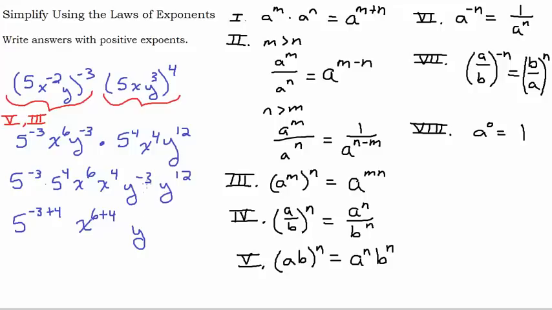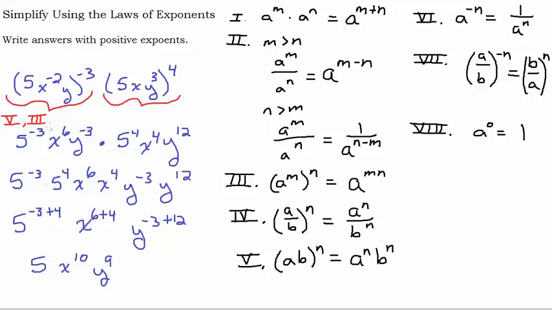Now, you could use rule number 6 and do the reciprocal of this y to the negative 3rd. Same thing with the 5 to the negative 3rd. But if I can avoid that, I'm going to avoid it. And when I take negative 3 and add it to the 12, I'm going to have a positive exponent. So I'm not going to use rule number 6. I'm just going to use rule number 1. And that's one of the tough things about these problems is you have options. You could use any of these rules you want as long as you're applying them correctly.